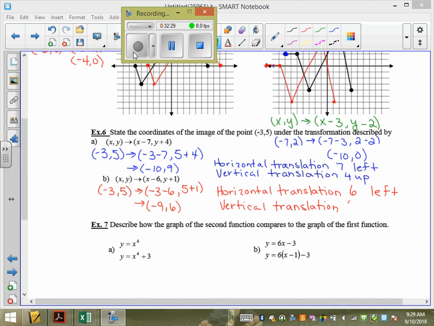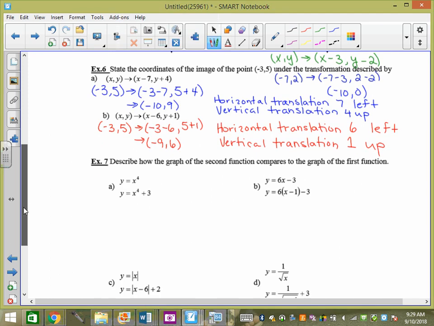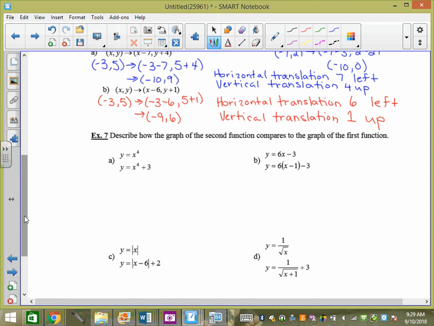One, up or down. I have a y, I add 1 to it. I'm going up. Okay, example 7. Describe how the graph of the second function compares to the graph of the first function.